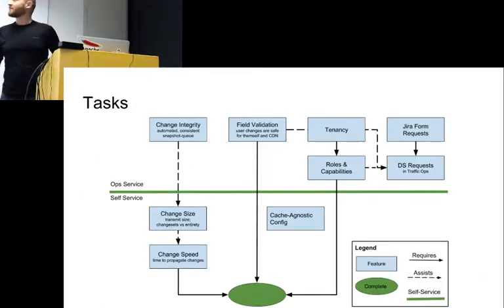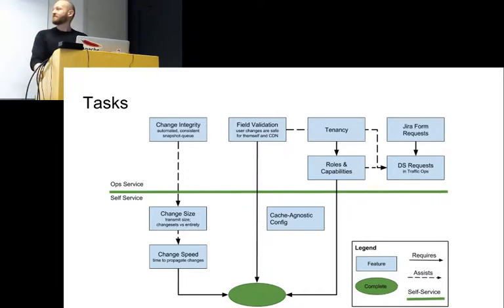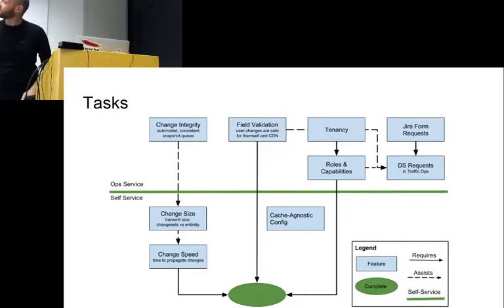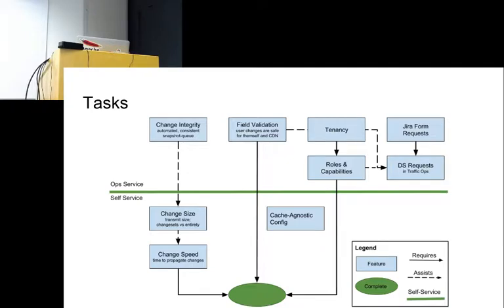And we came up with this diagram that's what I just showed. So again, change integrity, field validation, and some of these lend to others. So roles and capabilities really means tenancy. And then we added in this DS request that is kind of a stopgap. I don't know what people in open source use. We use Jira. You can use however you get requests for delivery services. And well, now we have DS requests and traffic ops.